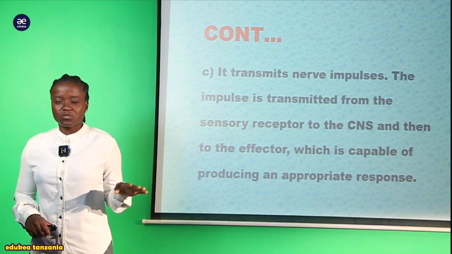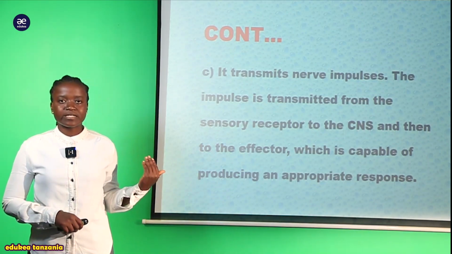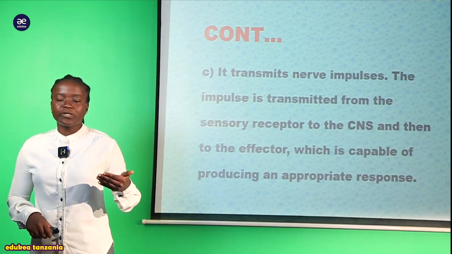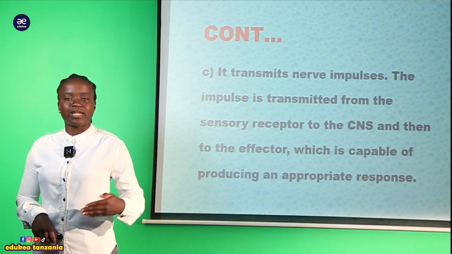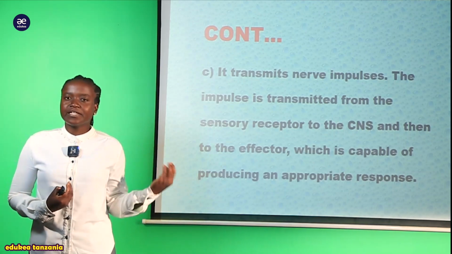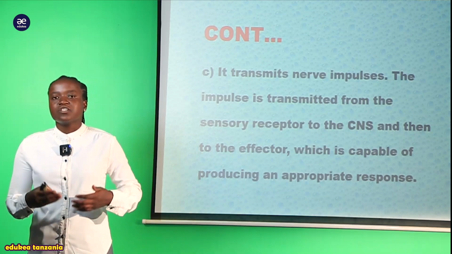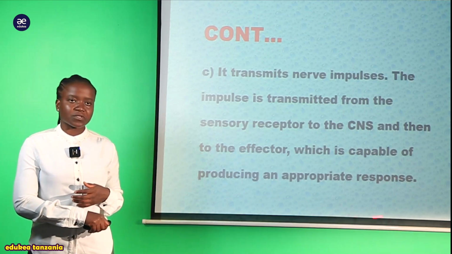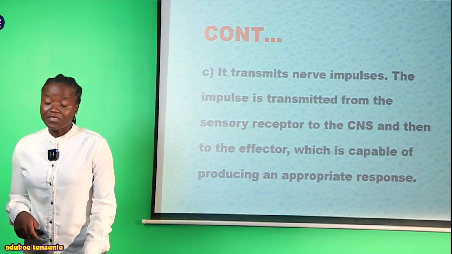And within the central nervous system is where the brain and spinal cord are located. So the brain and spinal cord will provide an appropriate response according to the stimulus that the body has received. Kwa hiyo sasa hii ndiyo itafanya integration of that impulse so that it provides the appropriate response to the environment. So that is the function of the nervous system.